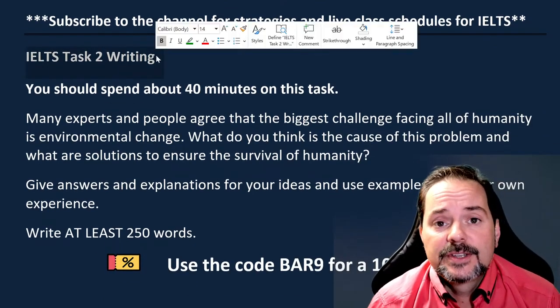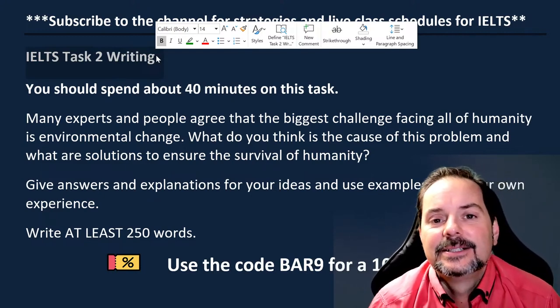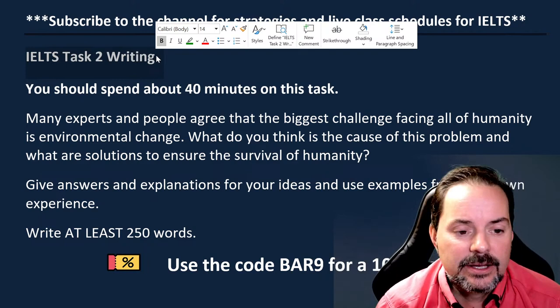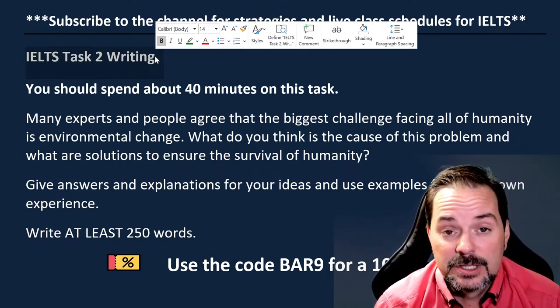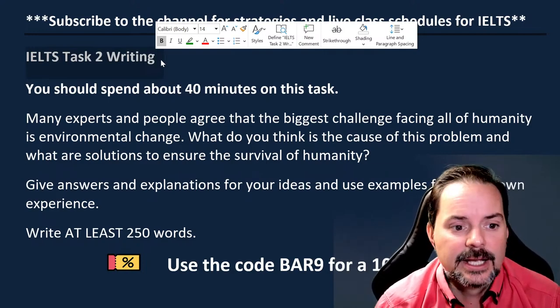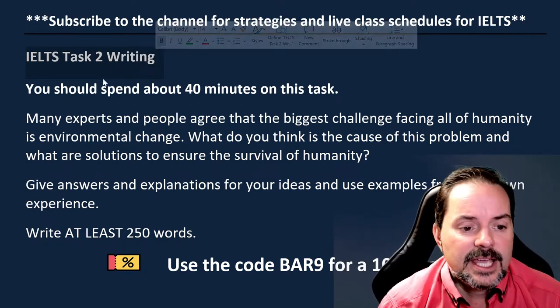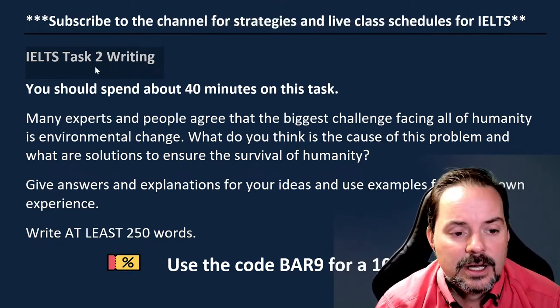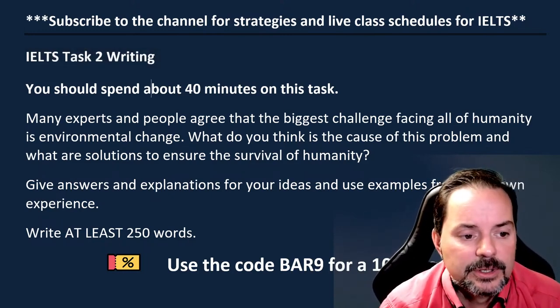So you've reached Task 2. Task 2 is the last part of the sitting section of the exam. You sit for almost 3 hours to do the listening, the reading, and then the writing. And Task 2 in the writing is the final stage in your IELTS exam, aside from, of course, your speaking interview, which is done separately.